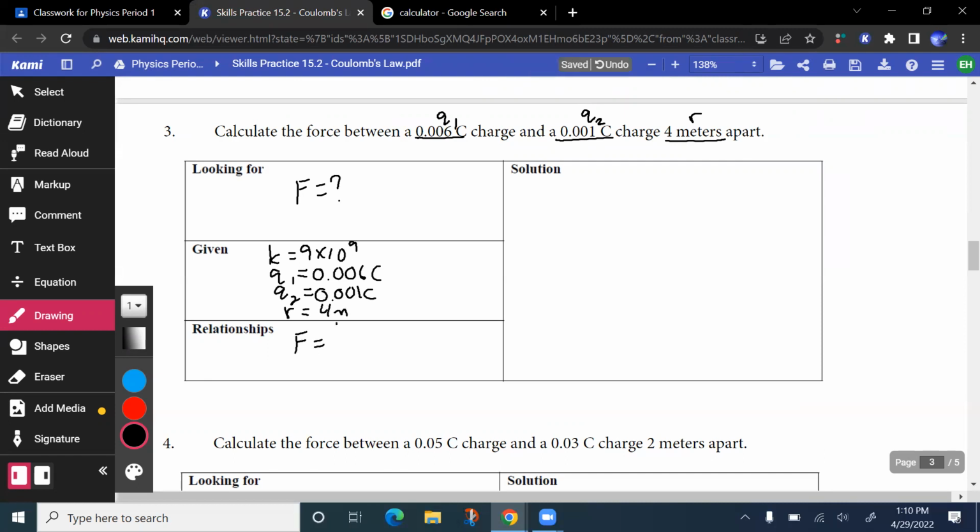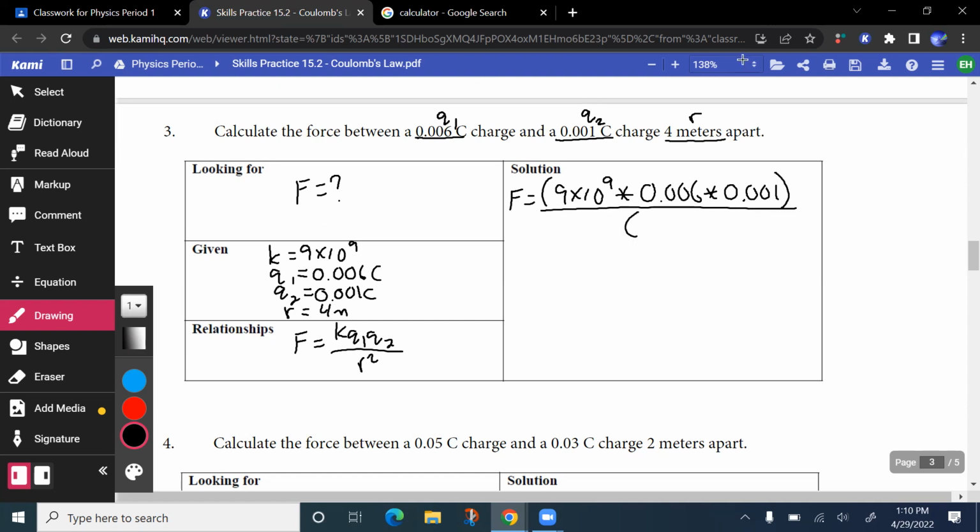Your Coulomb's law equation is K Q1 Q2 over R squared. Begin substituting since we're already solved for F. It's 9 times 10 to the 9, times 0.006, times 0.001, all divided by, open parentheses, 4 meters, close parentheses, squared.